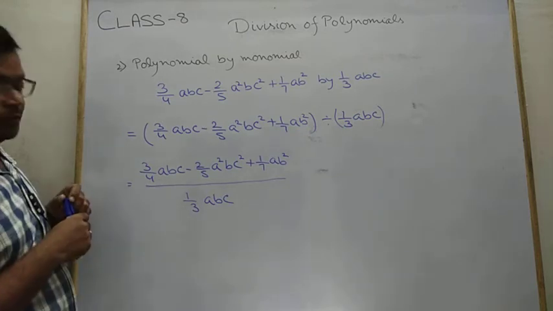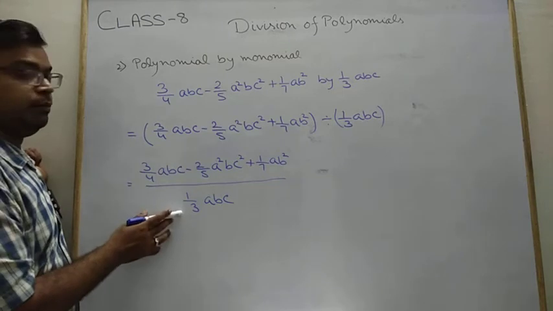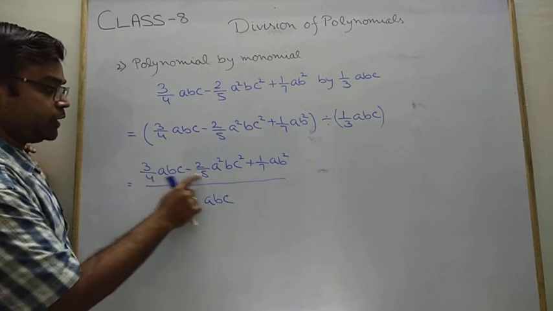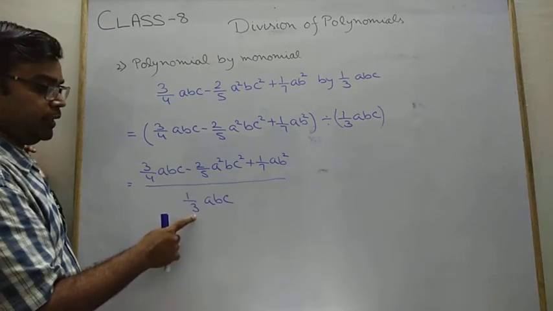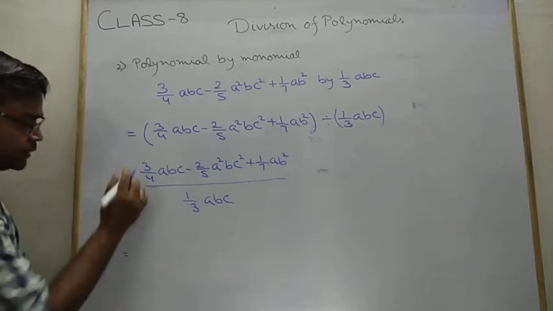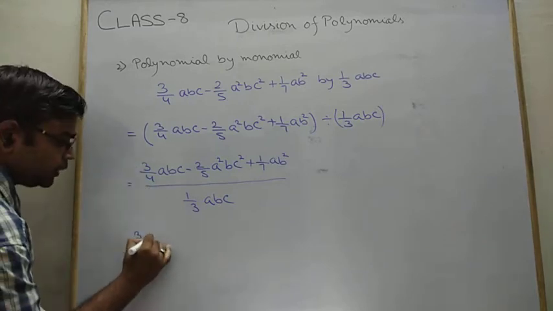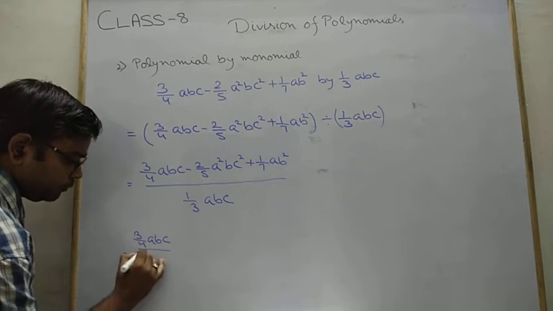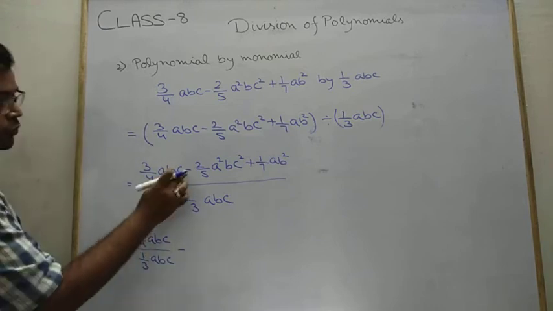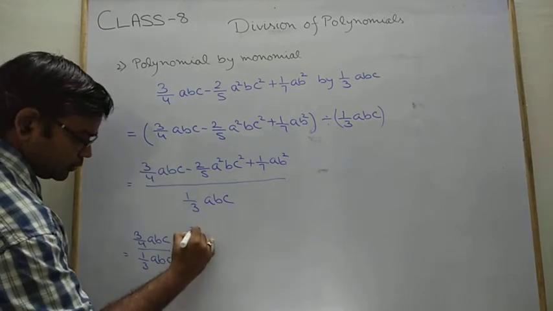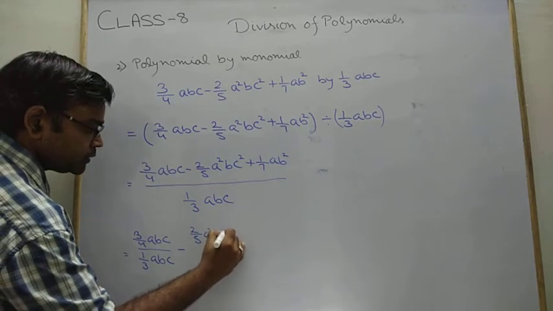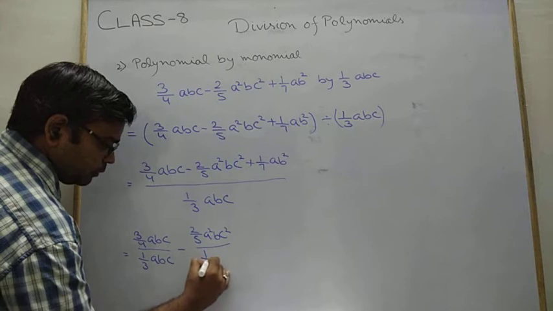Now, what to do next? Here we have a polynomial, here we have a monomial. So remember, you must divide each term of this polynomial by this monomial. Means what? You can divide this 3 upon 4 a b c by 1 upon 3 a b c. Minus sign is there, use the sign of the polynomial: minus 2 upon 5 a square b c square by 1 upon 3.